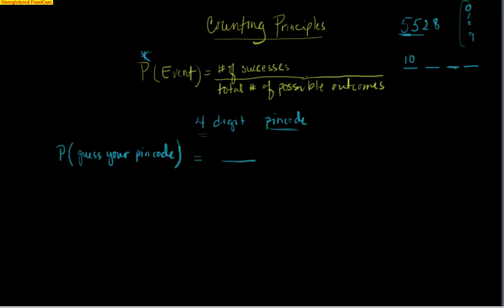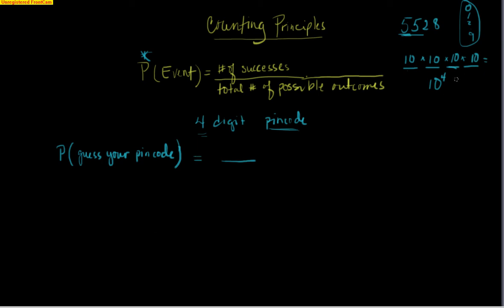We have 10 digits that we can choose from. Times, again, the second digit, we have 10 choices because we can use the same number twice. The third digit is 10 and the fourth digit is 10. So this turns out to be 10 to the fourth power.